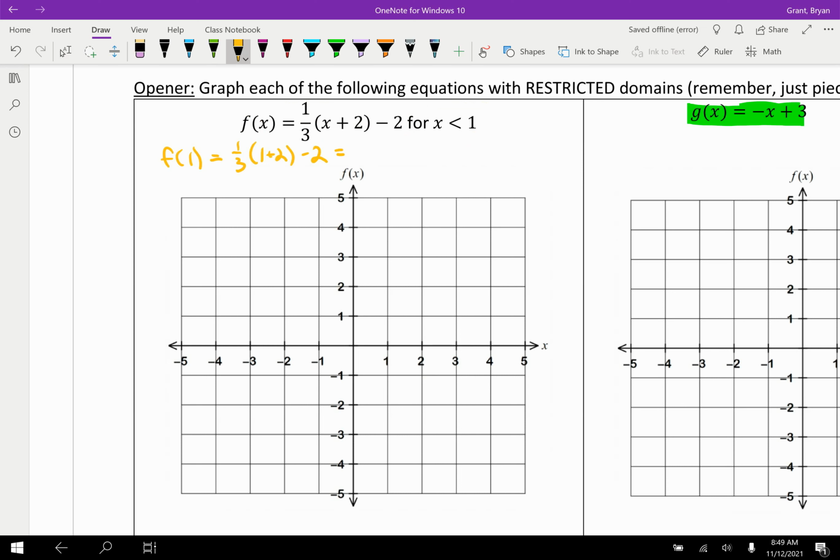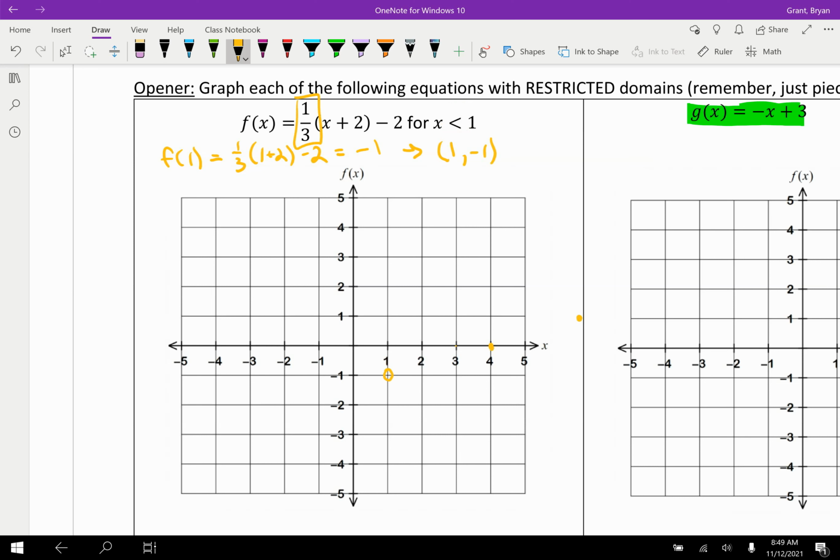1/3 of 3 is 1. 1 minus 2 is -1. So what this built for us is an input of 1 and an output of -1: 1 comma -1. However, we also know that there is no equal sign here, so this point has to start with an open circle. Once you're there, how do you build the rest of the line? Well, you use the slope. And the slope tells us to go up 1 over 3.